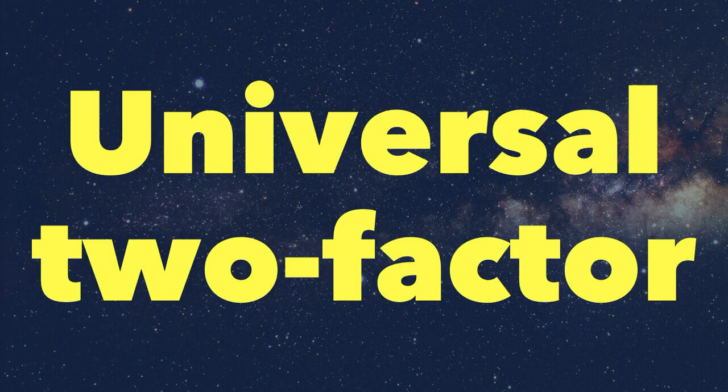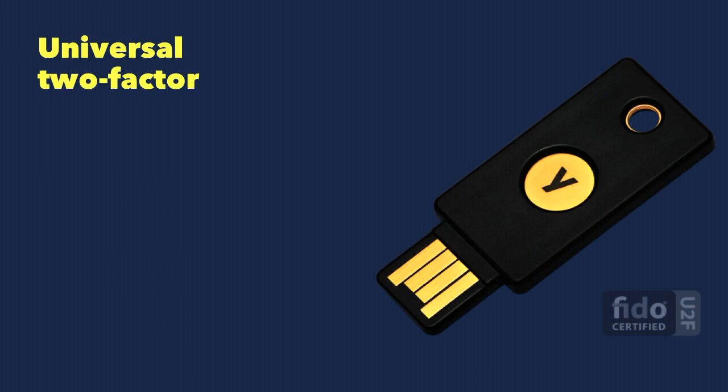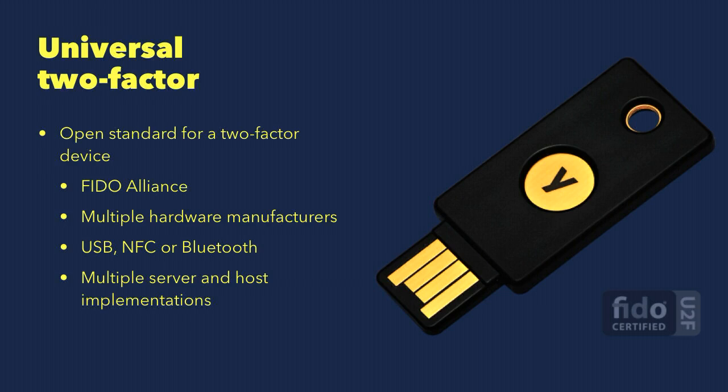So, universal two-factor is a newer method of two-factor that solves a lot of these problems. It's an open standard for a two-factor device. It's defined by an industry group called the FIDO Alliance. All the specs are available to read and implement. The industry organization bit is all around certification and these kinds of things, but it's free to implement. There's hardware available from multiple manufacturers. They all work the same. There are open source implementations, hardware and software available as well, and I'll talk about those in a minute.